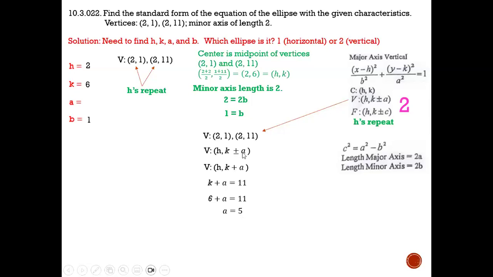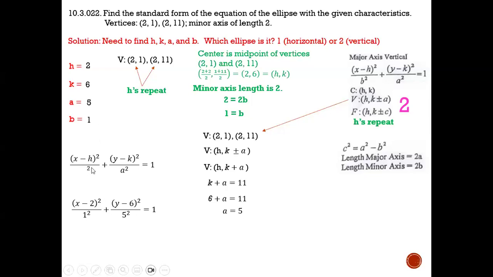So I could have used K plus A or K minus A equal to the 1 or the 11, but just one of them I needed, so that gave me the A equals 5. So now I've used all of that to find H, K, A, B, and that is what I need to plug into my formula to get the formula, right? So plug it all in. H is 2, K is 6, all over the A value right here, 5 squared, the B value 1 squared.